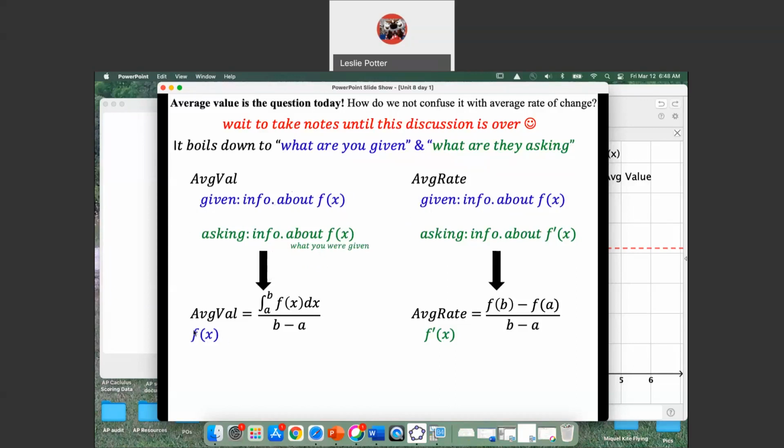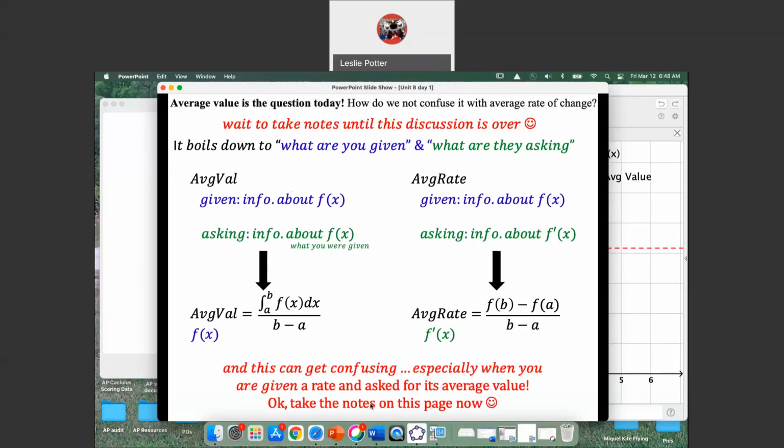And so this average value is an f of x value, where this average rate of change is a derivative value or an approximation of the derivative because it is an algebra calculation. Okay, so at this point, you can go ahead and stop the video and take these notes here. You don't have to take down the red stuff, but everything else.